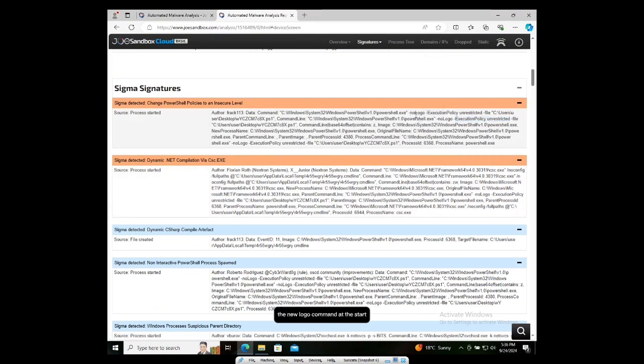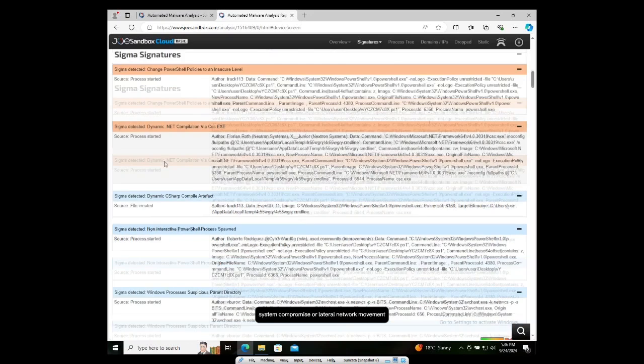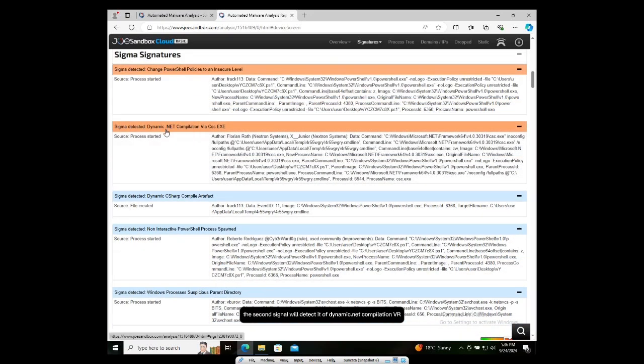The no logo command at the start suppresses the logo of PowerShell. When it starts dynamic compilation, this allows attackers to generate and execute code on the fly, which can lead to various malicious actions such as data exfiltration, system compromise, or lateral network movement. The second Sigma rule detected dynamic .NET compilation via C# compiler exe.